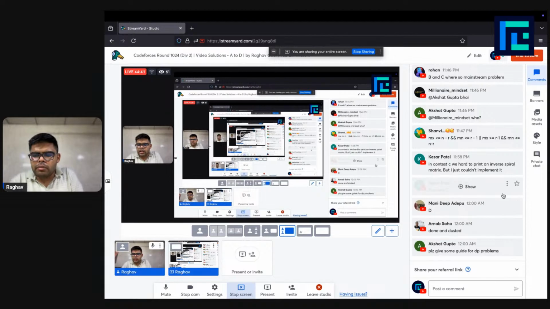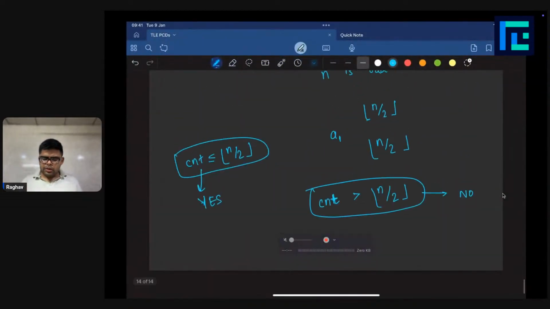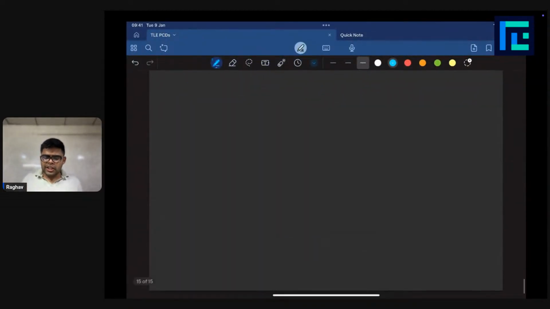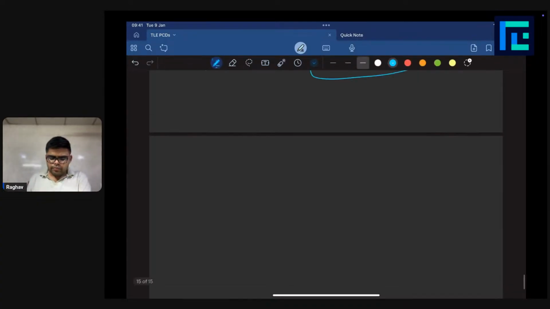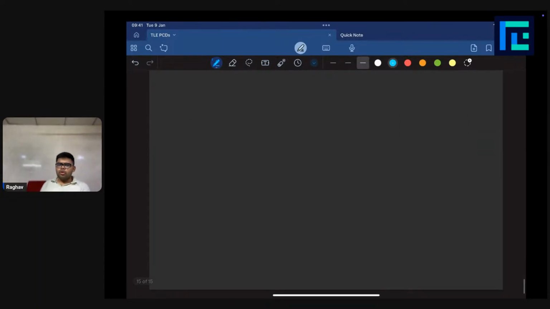Give some guidance for DP problems. I would recommend you to go to Striver's A to Z sheet, then the CSES DP section, and then the AtCoder DP contest. You can search about all of these things online. You will get to know about these. Solve problems there, and you would be good to go with DP.